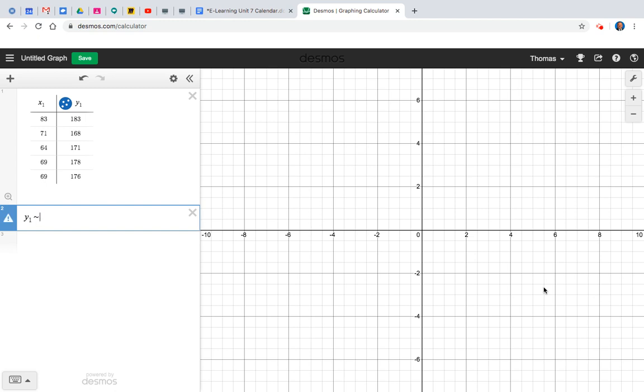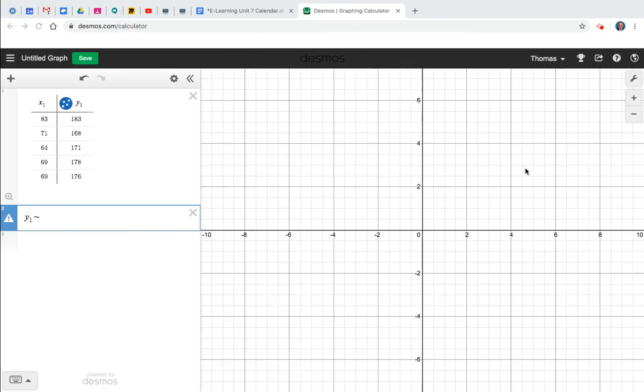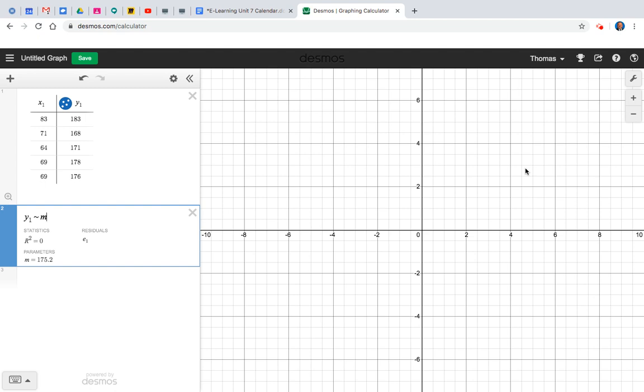And then again, we're going to do this form of mx plus b. So let's go to m and then x1, and you see that it automatically jumps down there as a subscript, and then you're just going to do plus b. So this is my equation, linear regression, that it could be.